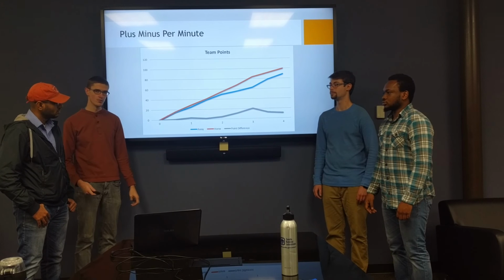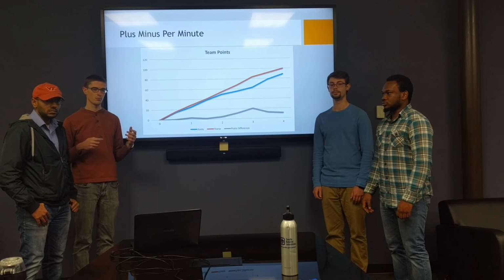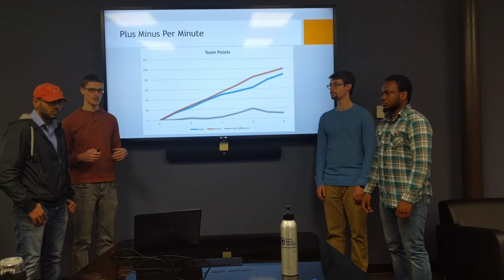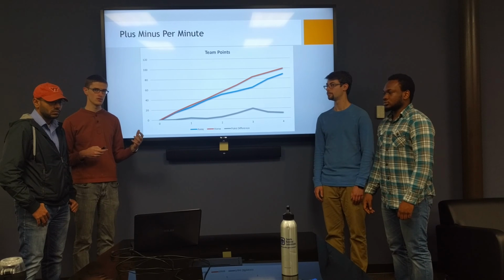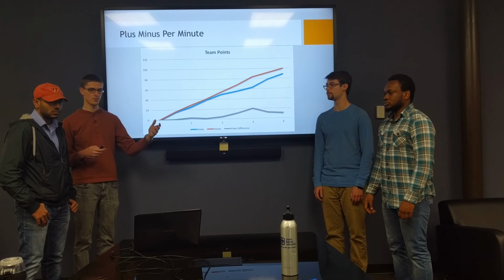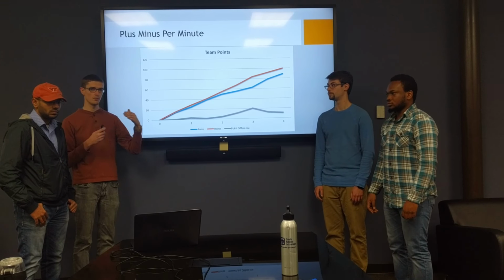And to measure how well a team is doing, or how well these 5 players are doing, we look at the plus minus per minute, which is the difference of their scores for that duration. So if the home team is doing well, they have a positive plus minus per minute, which means that they're winning more points over a span of time than the away team.